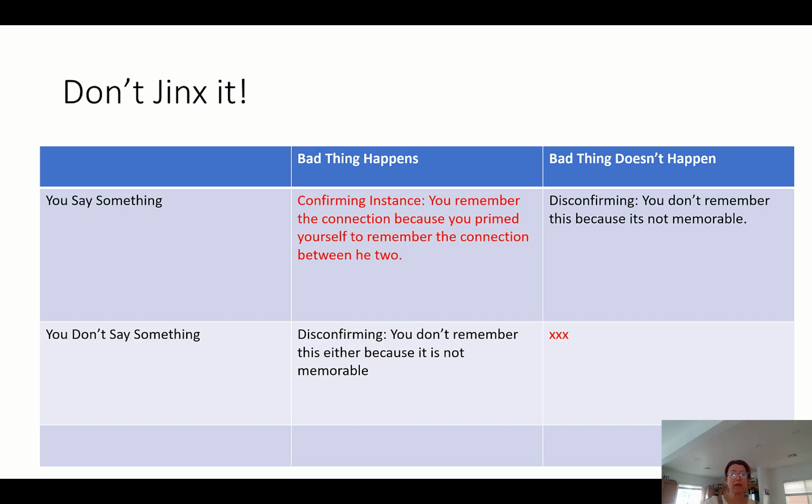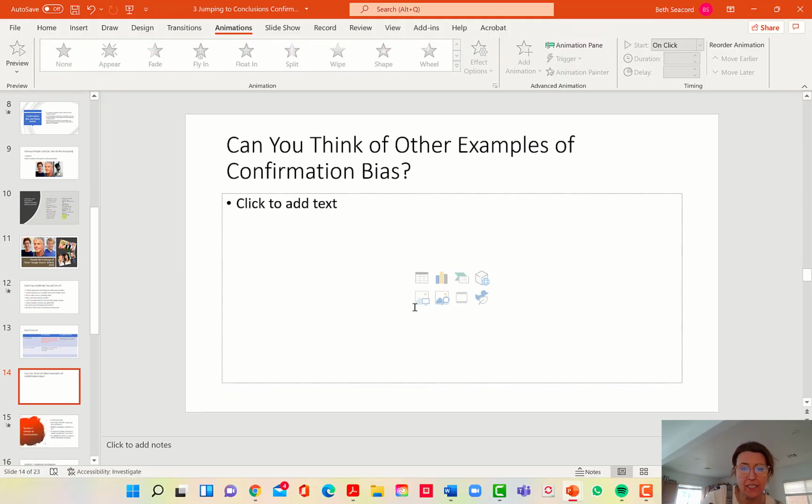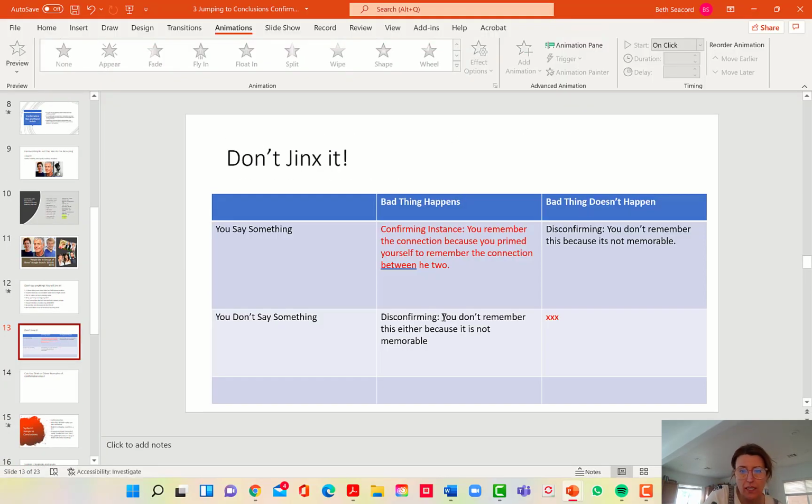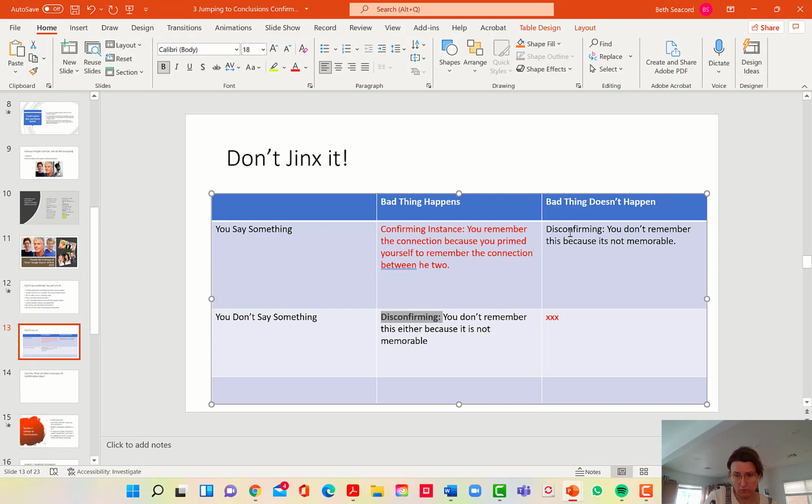Okay. Here, you don't say something, and the bad thing happens. Well, you're not going to remember this disconfirming case either. I'll highlight this. Disconfirming. Okay. You don't remember that disconfirming case either, when you don't say something and then the thing happens, because it's not remarkable. It doesn't fit that confirming instance.